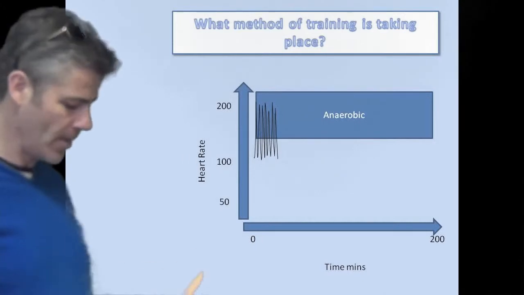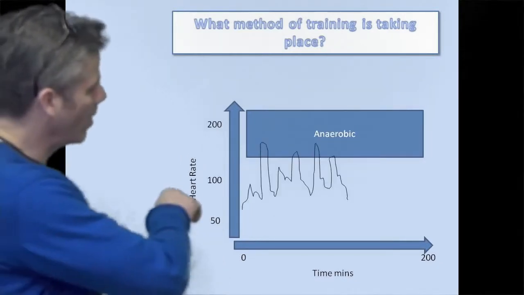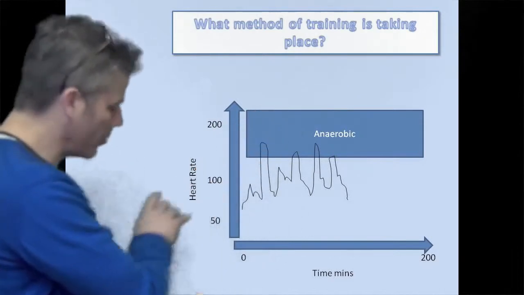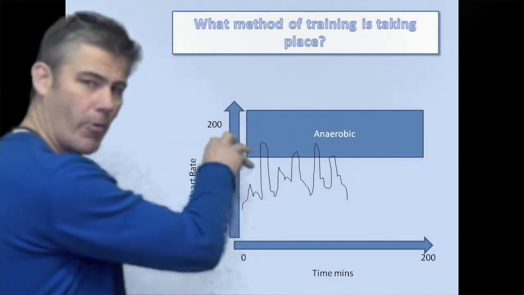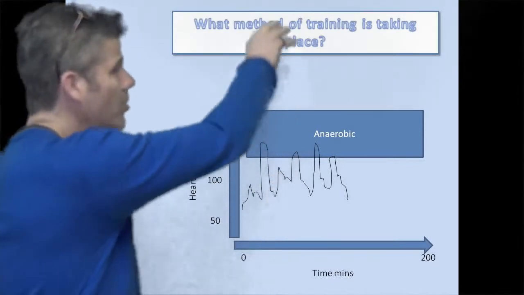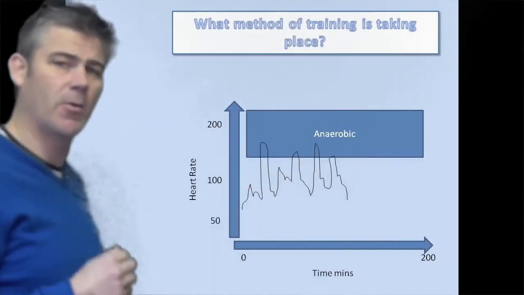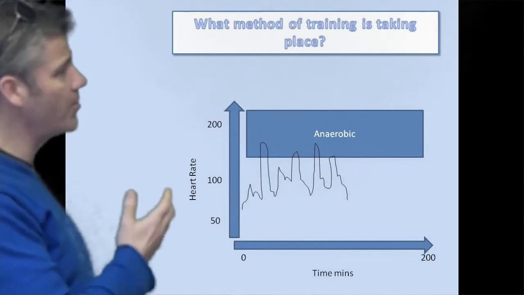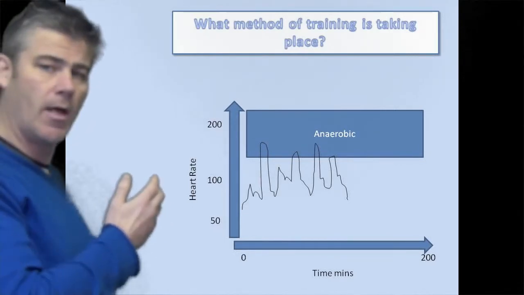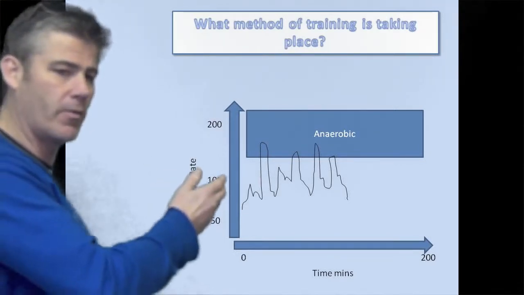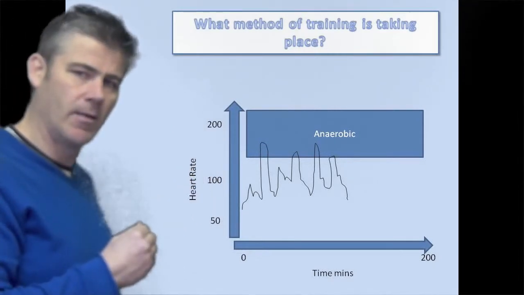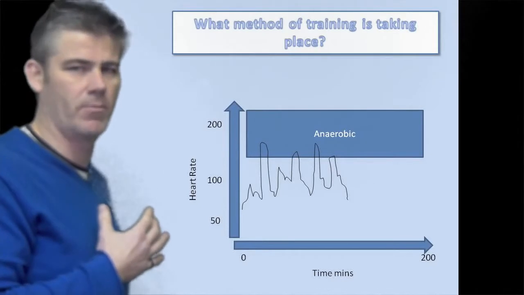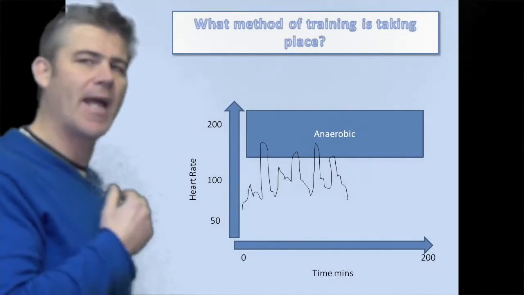Our third one here, notice how the heart rate fluctuates, and notice how it varies from between the aerobic zone of exercise to the anaerobic zone of exercise. So here, typically, the method of exercise that you would see being prevalent here would be fartlek training. So it works both systems, anaerobic and aerobic.